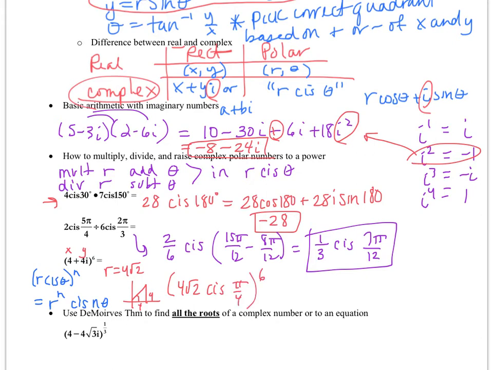Now at this point I can go ahead and apply this theorem, which will be much quicker than doing 4 plus 4i to the 6th power by hand. So I'm first going to do 4 root 2 to the 6th power cis 6 times pi fourths.